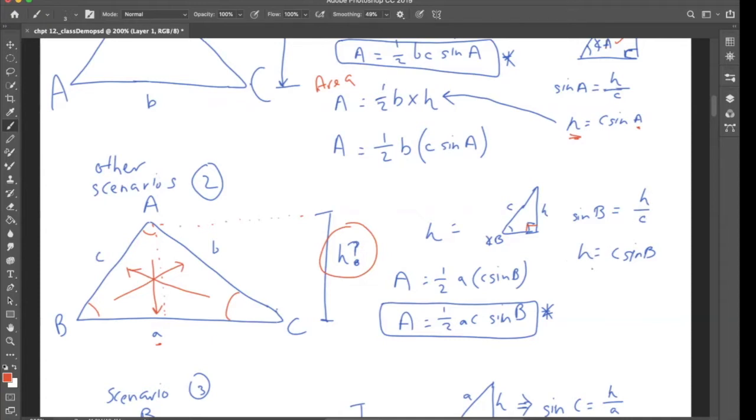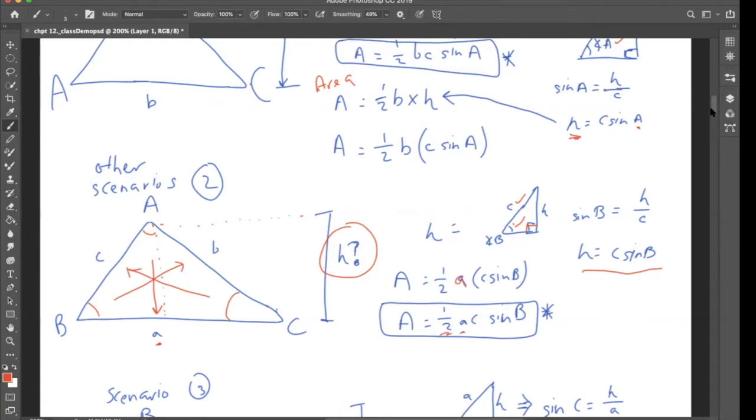So height is C sine B. Knowing C is given to me and angle B is given to me, I want to solve for H, right? So height will be C sine B. So in this scenario, area will be half base times height, right? Base is what? The length, small letter a, right? So half small letter a times C sine B, which is the height.